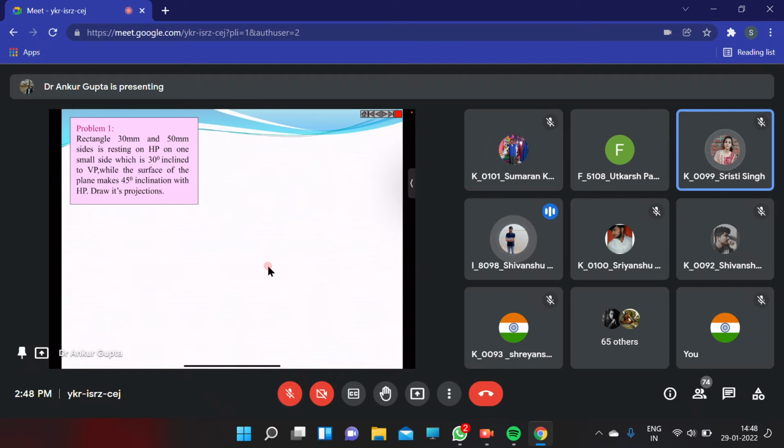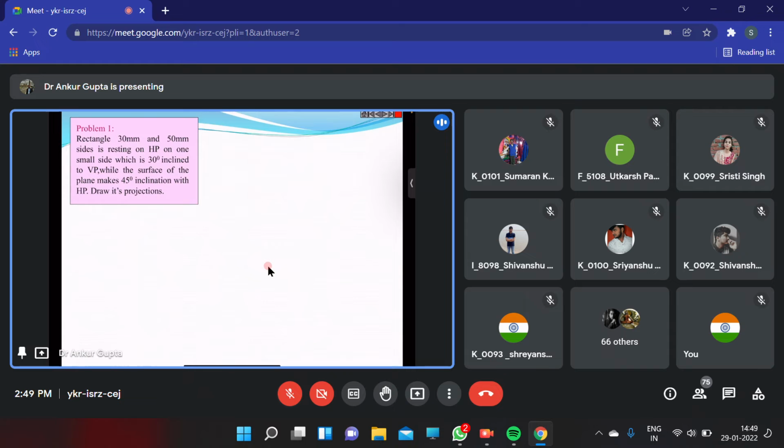Yes, sir. Now read it again. Rectangle 30 mm by 50 mm side is resting on HP on one small side which is 30 degree inclined to VP, while the surface of the plane makes 45 degree inclination with HP. Draw its projections.